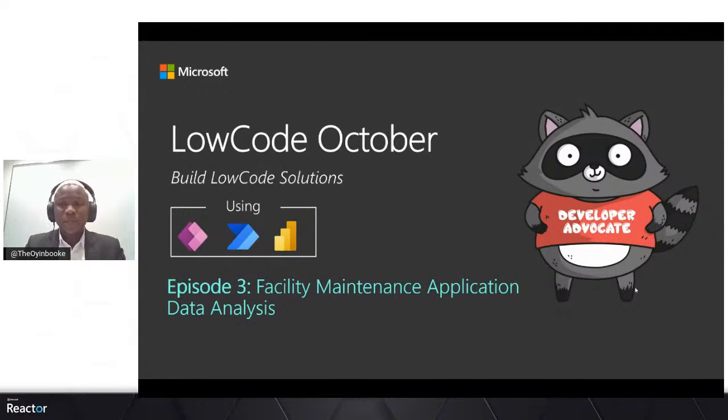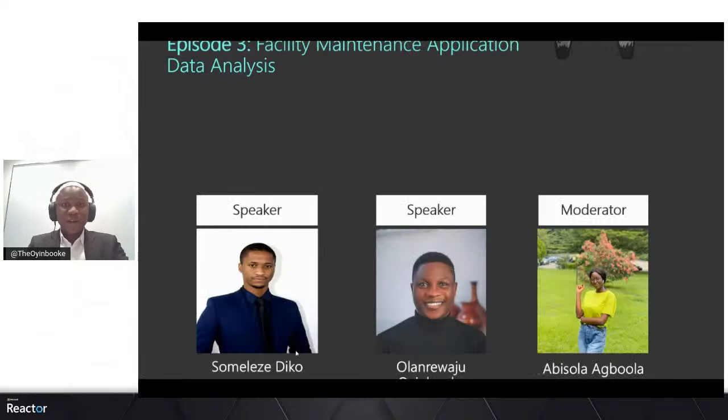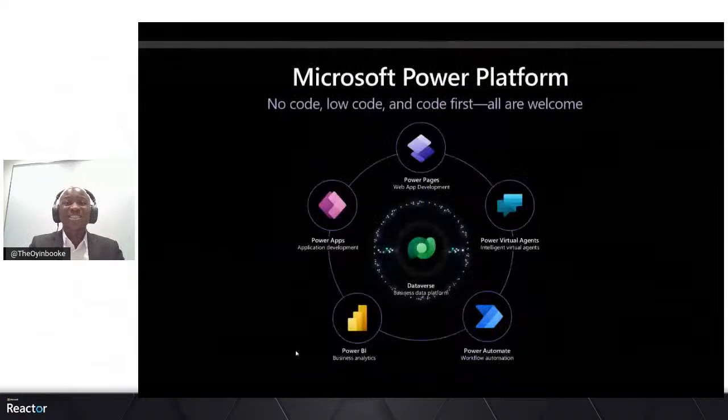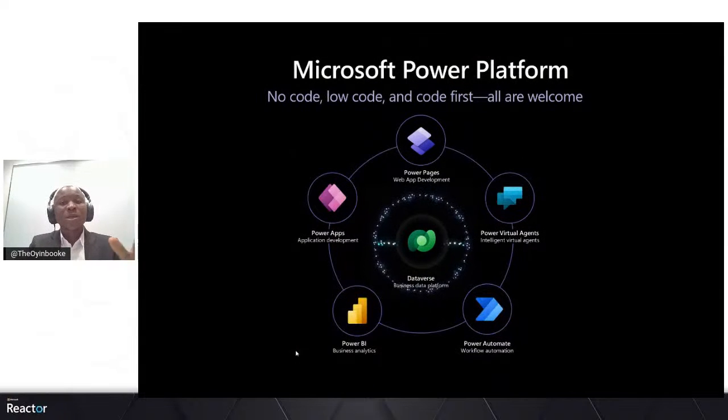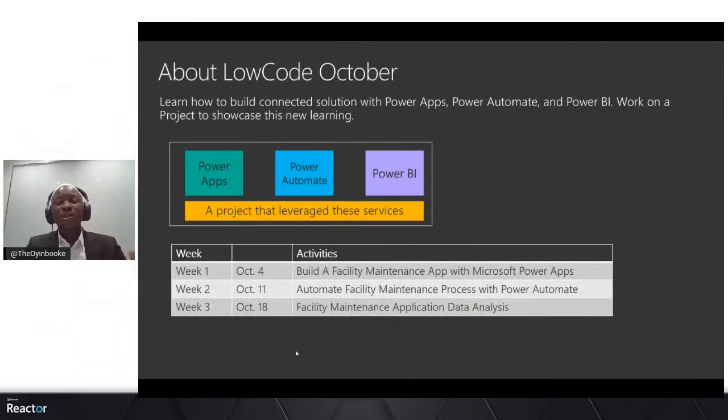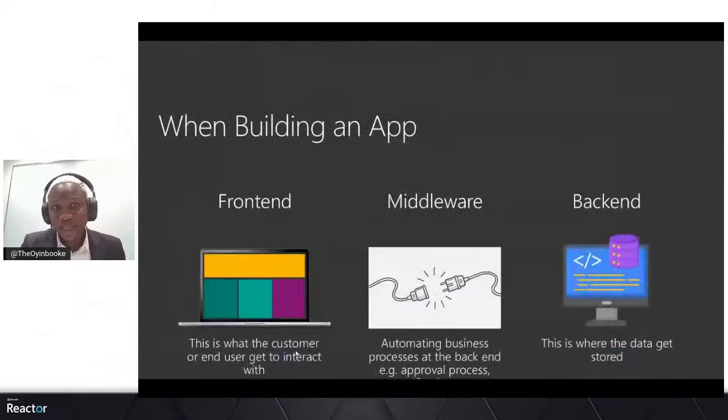I'm going to start this again. Not from fresh, because I have the file already here, but I'm going to run through this in case you are checking this for the first time. It is Low Code October, and we're building an application solution using Power Apps, Power Automate, and Power BI. Today is the last of the series, where we're going to be analyzing the data that has been generated from the application we built, and the Power Automate processes we've automated at the back end.